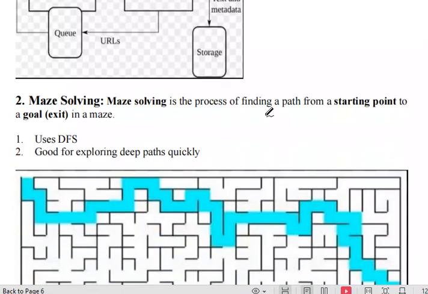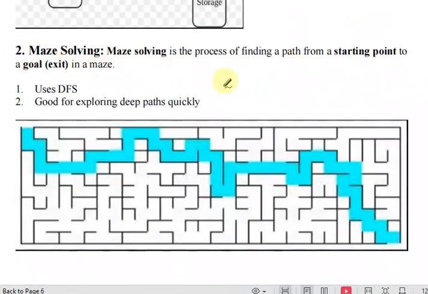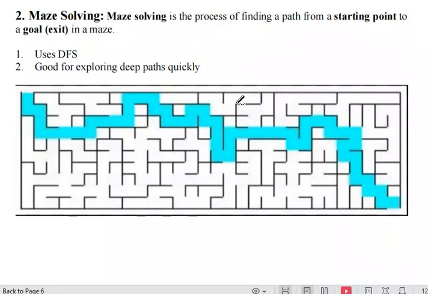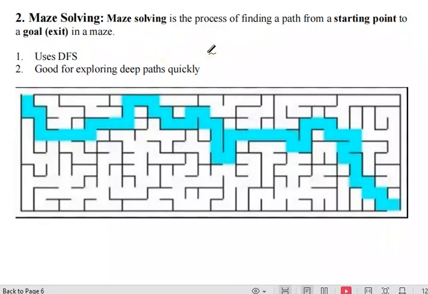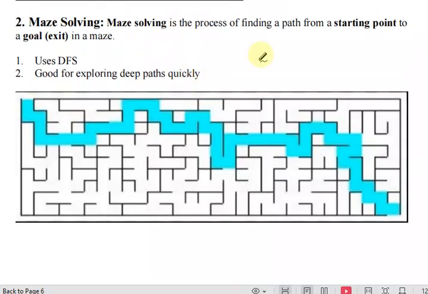And for the other real world example, it's maze solving, which is for DFS. We use DFS to explore one path deeply until it finds the exit or a dead end. It is good for exploring deep paths quickly. This is the same as the QR code, in which the same path is followed and DFS is applied.